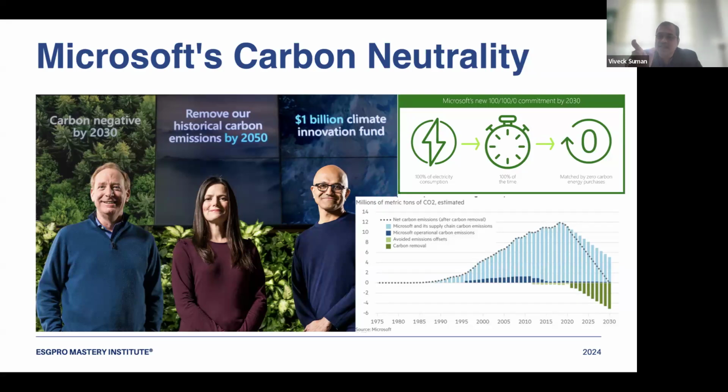Carbon neutral, net zero, and carbon negative. All three are different. Carbon neutral is very simple. You emit carbon, you can't stop yourself or can't reduce it. What you do, you go into the market and buy voluntary carbon certificates. You buy those, bring it back, and compensate yourself. You are carbon neutral.